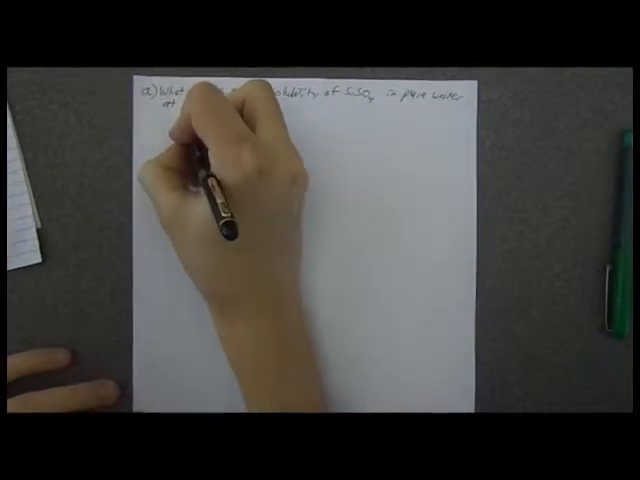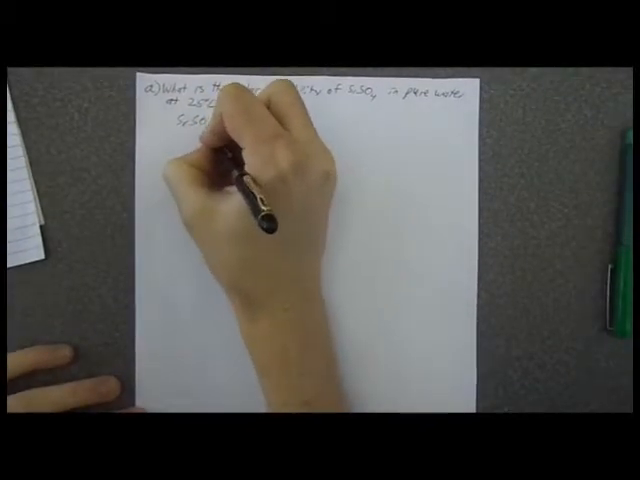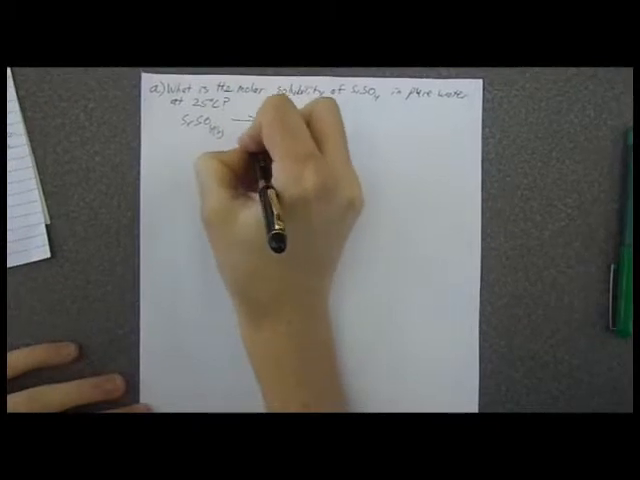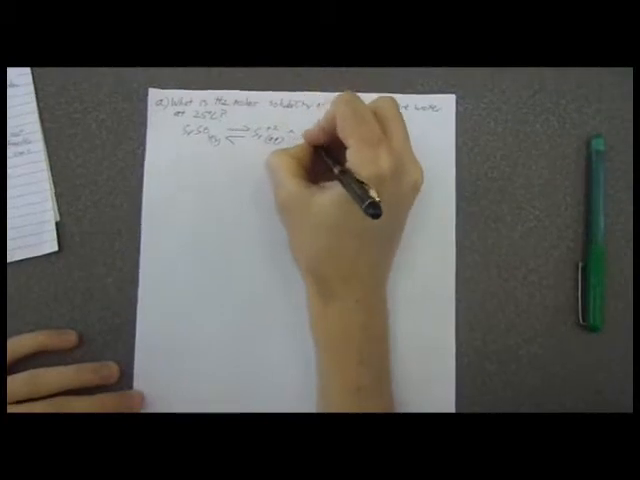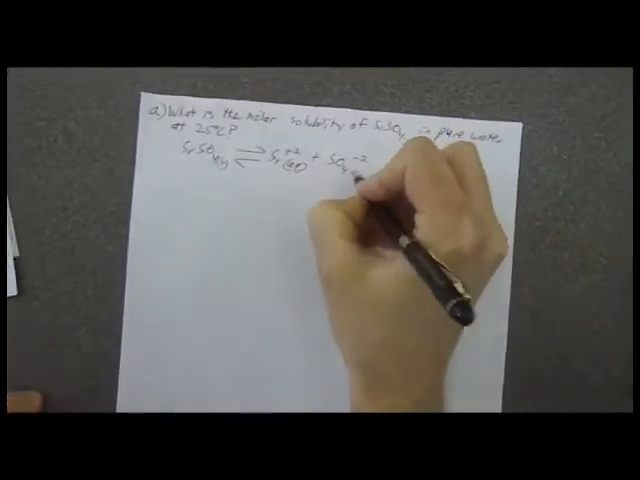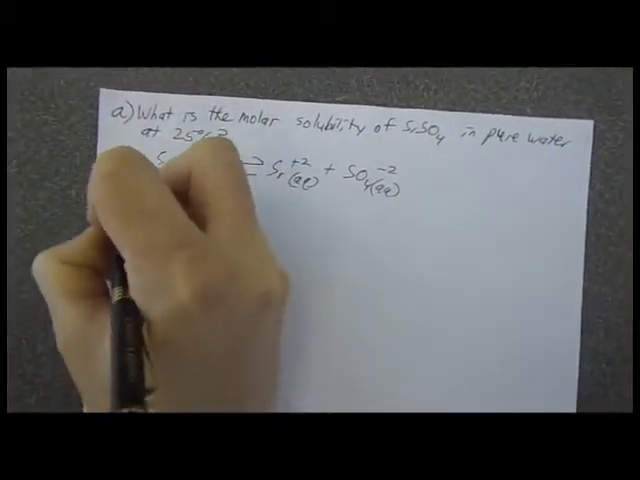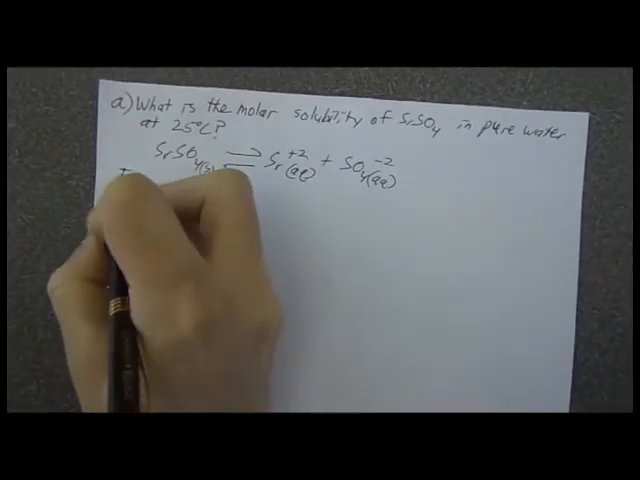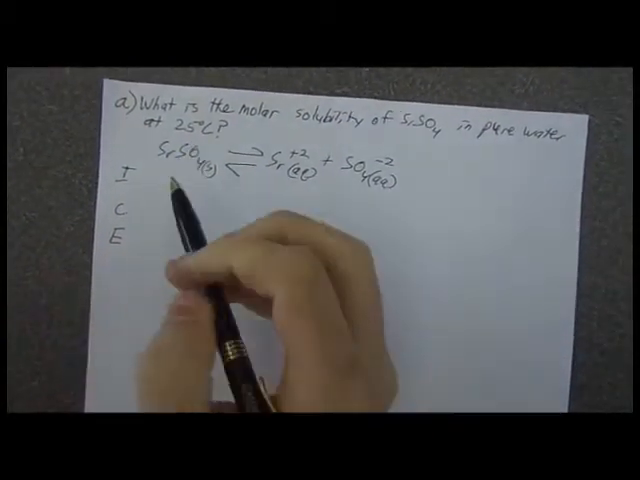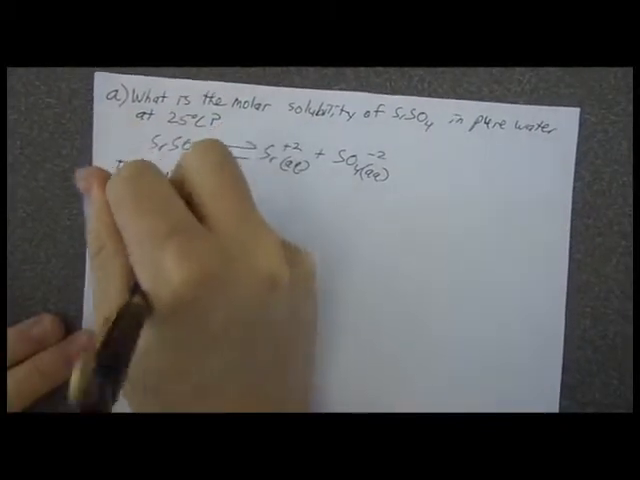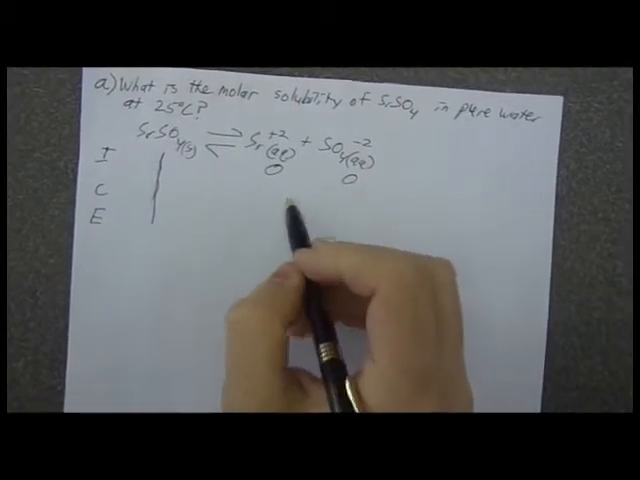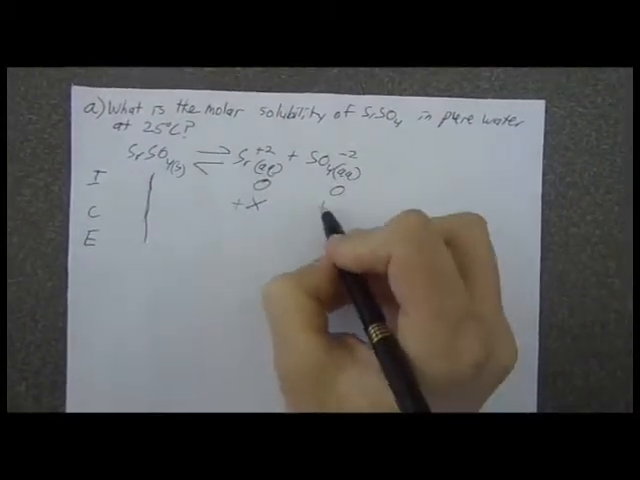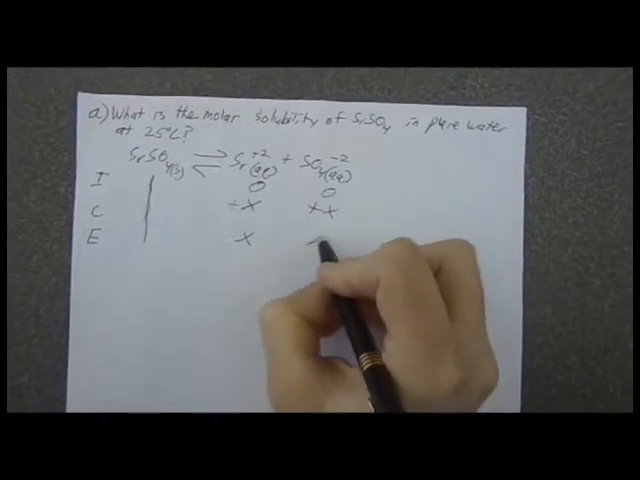So since this is a solubility problem, it's always good to start out with a full equation. So we have SrSO4 solid yields Sr plus 2 ion, which is aqueous, and then SO4 negative 2 ion, which is also aqueous. Now we can set up an ICE chart. And since SrSO4 is a solid, we can omit it from the equation. And since these two are products, they start at 0. And we don't know the concentration of them, so we're just going to call it x. And we can add x to each of them, and we get x and x.